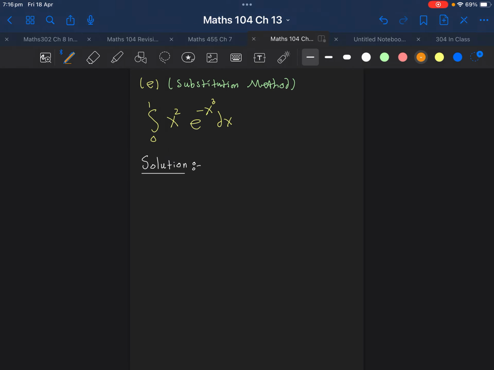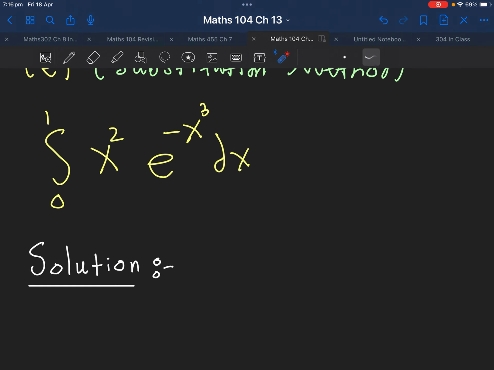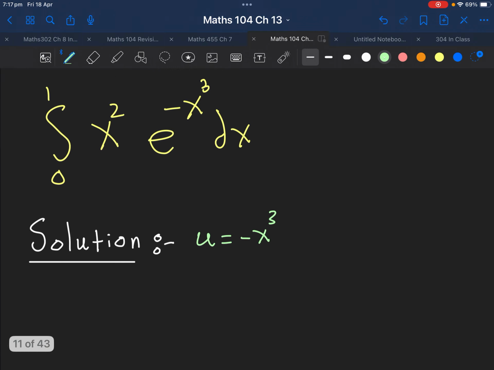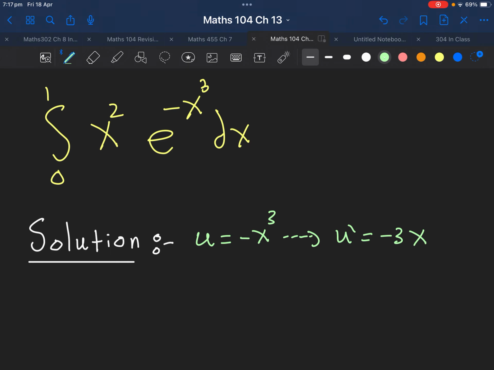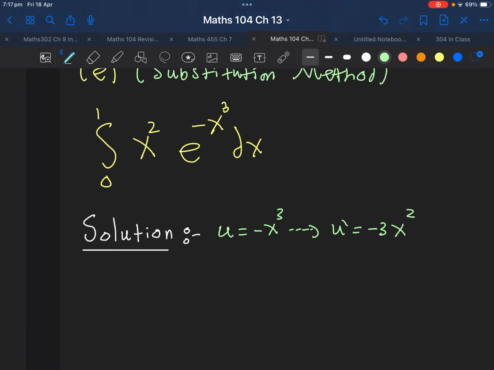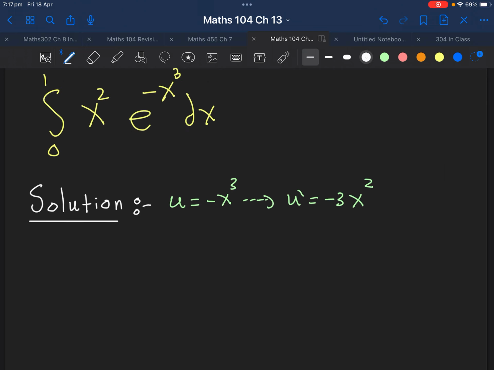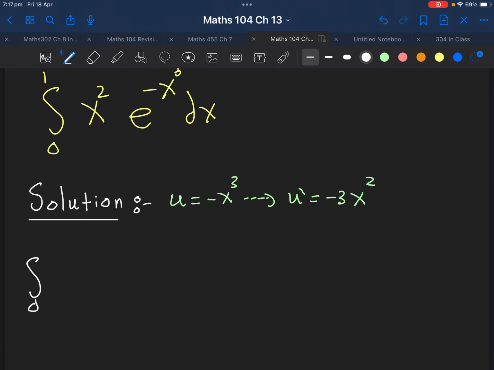Next, again, a question about the substitution method. In the substitution method, we have a function and we have its derivative. So this is u, and this should be part of u prime. It is not exactly u prime, but here you can just tell me that u is negative x cubed. So what is u prime? u prime is negative 3x squared, which I don't have in the question, but I can fix it as we have seen before.